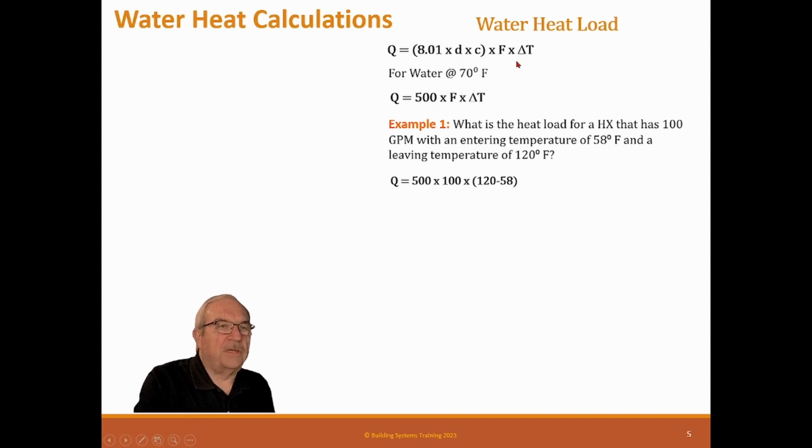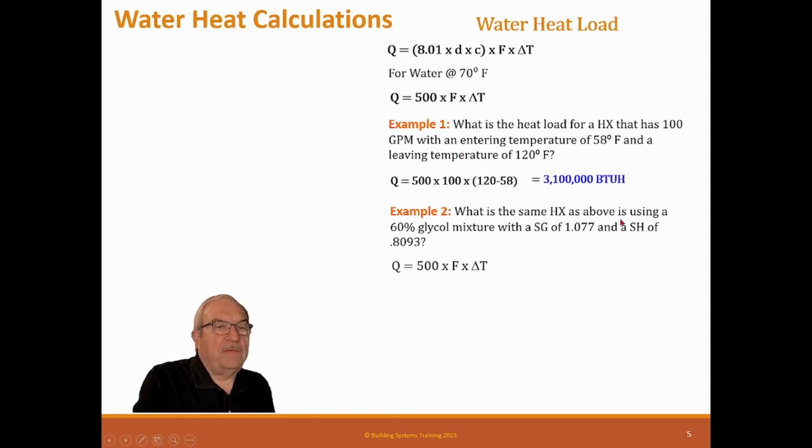So this right here is a formula to get this. Here's the 500, and this formula works for water at 70 degrees, plus or minus 10 or 15. This is a standard formula, and we'll talk about how to offset that. So it's 500 times 100 GPM times the delta T, which is 120 minus 58, and when you do that, it equals 3,100,000 BTU. That's what the heat exchanger is capable of doing with these conditions.